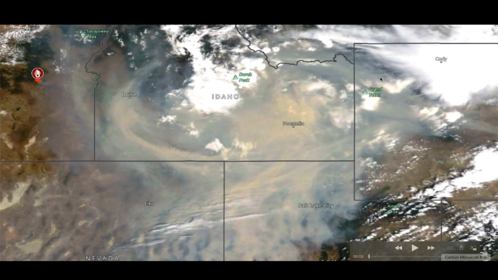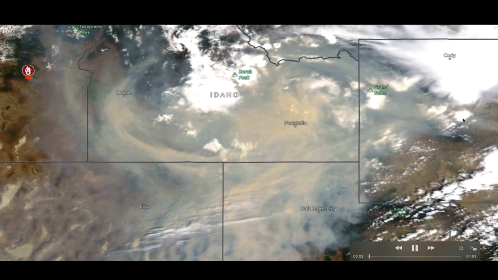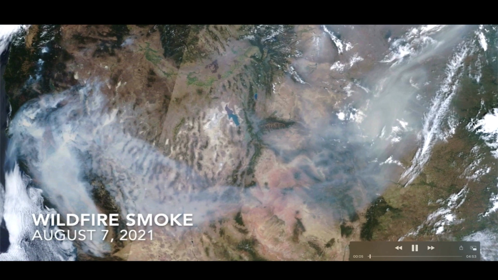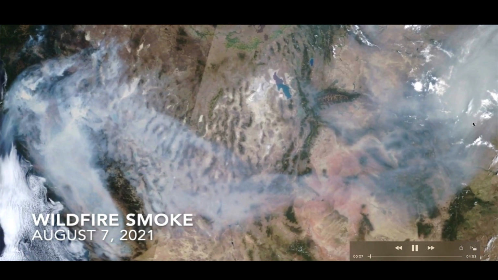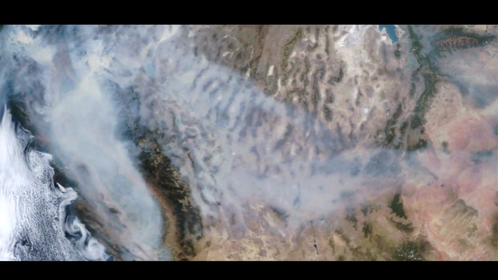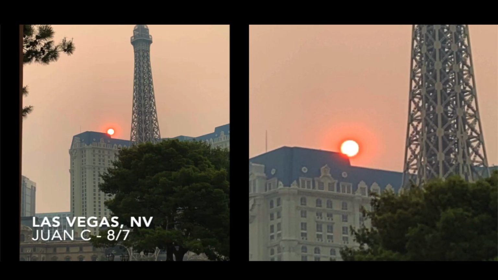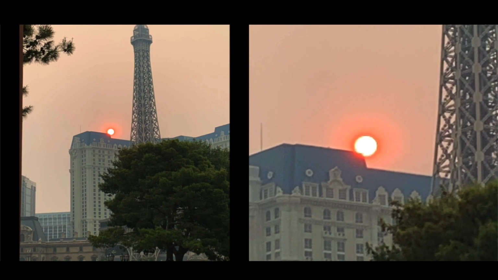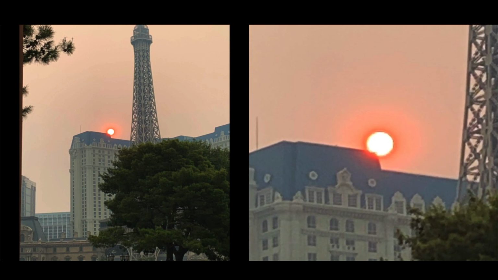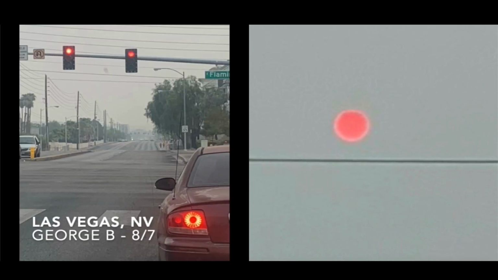I want to share with you guys some photos that have been sent in here recently of sunrises, sunsets, and even the moon that have been influenced by all of this wildfire smoke and Sahara sand that's making its way around the globe. This is yesterday, Las Vegas, Nevada. Photos sent in by Juan of an orange and white sun. More photos from Las Vegas.